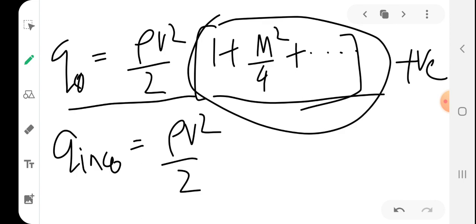So anyway, the dynamic pressure in case of compressible flow will be greater than the value in the case of incompressible flow. So the compressible flow dynamic pressure is greater than that for an incompressible flow by a factor which is a function of both the Mach number and the specific heat ratio gamma. So that is the effect of compressibility on dynamic pressure.